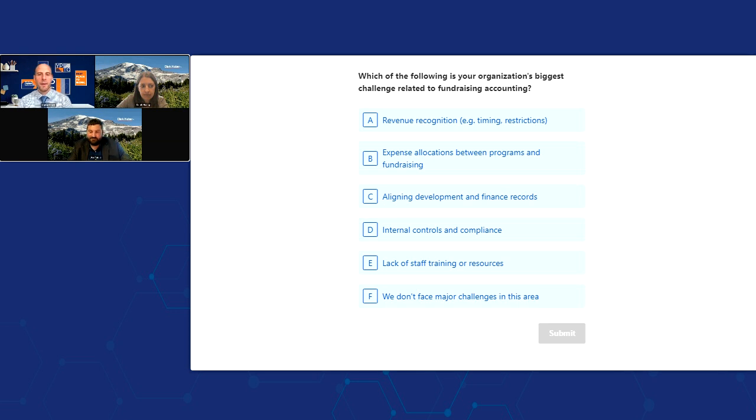Yeah, I agree. Even in my former life as an auditor and here at YPTC, I think aligning development and finance records seems to be probably the biggest issue.